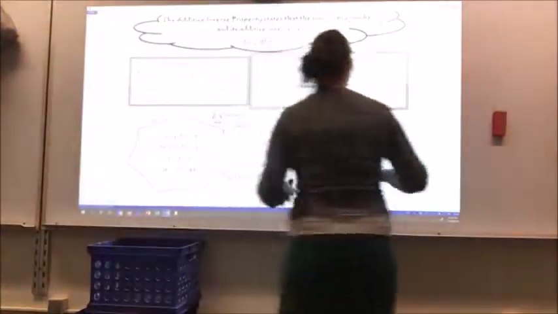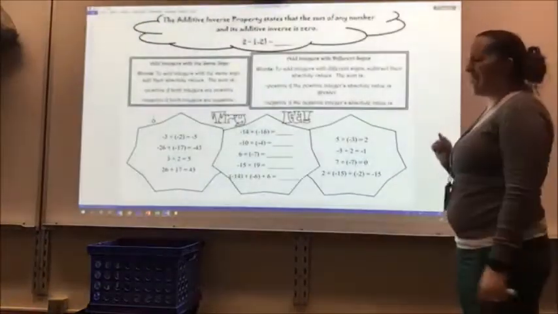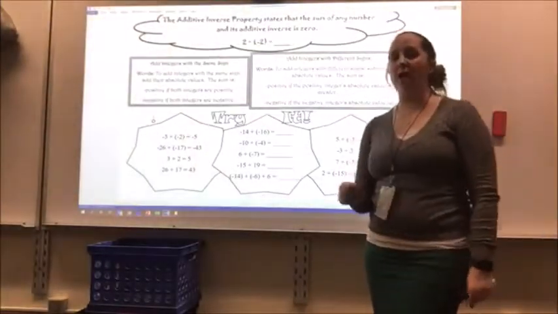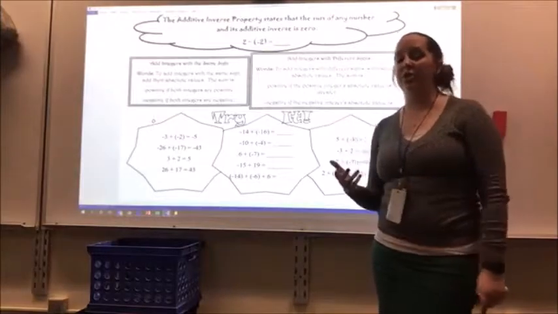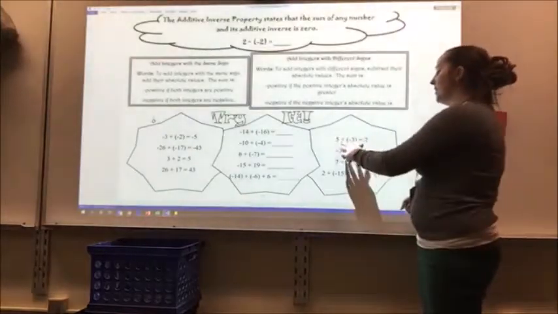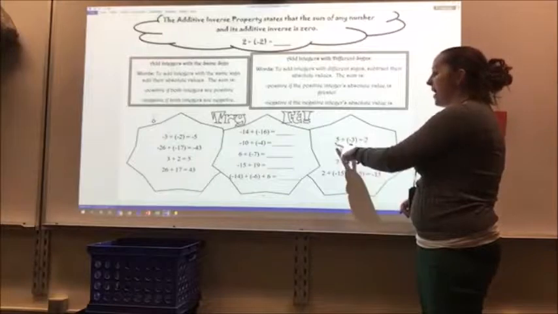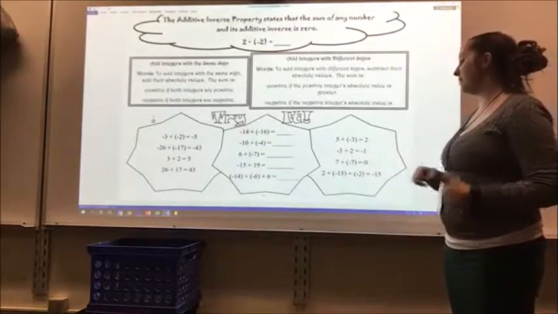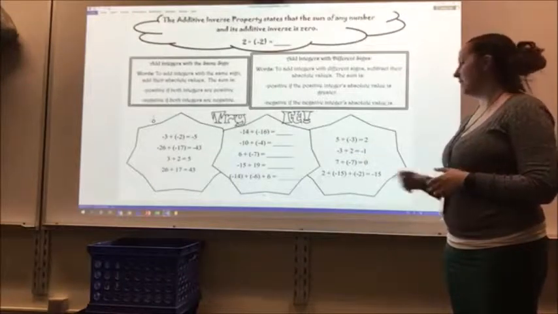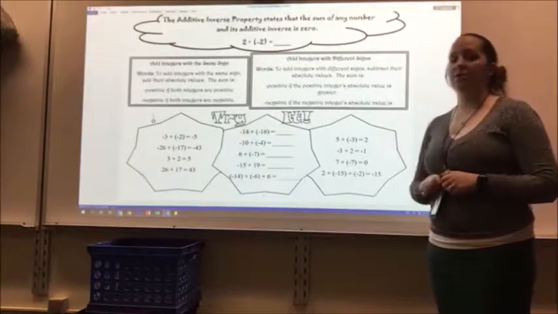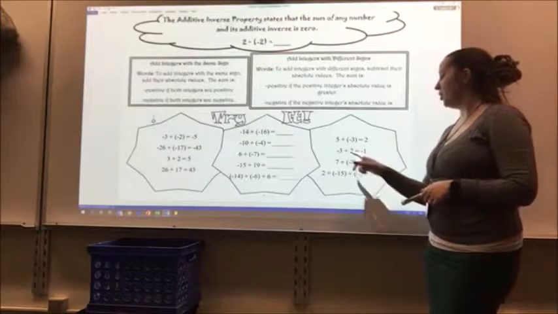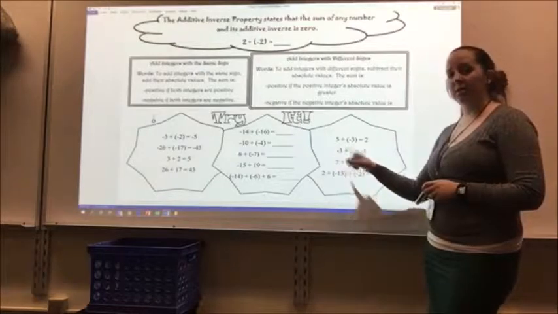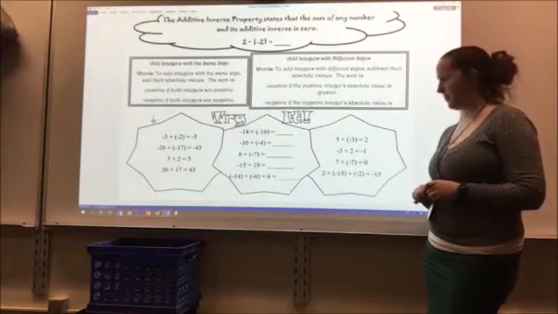With these over here, I have 5 plus -3. So they're different signs. They're enemies, so I'm going to subtract them. 5 minus 3 is 2. Out of these two numbers, 5 is bigger. So 5 is positive, so my answer will be positive. -3 plus 2, they're different signs, so I subtract them. 3 minus 2 is 1. 3 is bigger, so my answer will be negative.